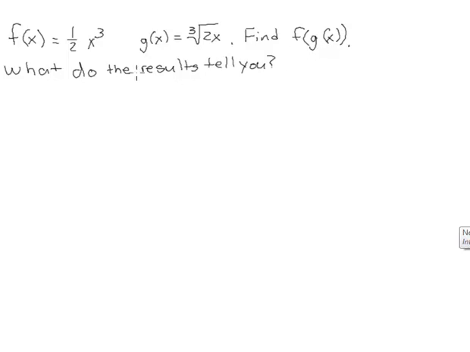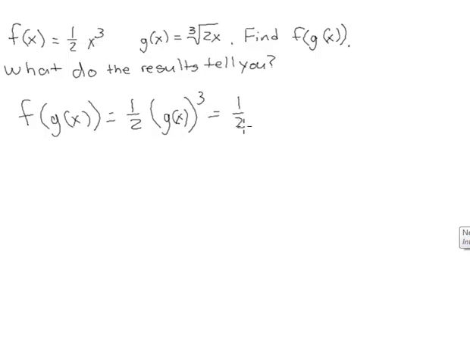Now the question here, what do the results tell you, gives us a hint that maybe these might be inverse functions of each other. If f of g of x equals x, then we'll know they are inverse functions of each other. So we need to find f of g of x. To do that, you look at f of x and you replace x with g of x. So f of x is 1/2 x cubed, but instead of x, we need to have g of x. Okay, so f of g of x is 1/2 g of x cubed.